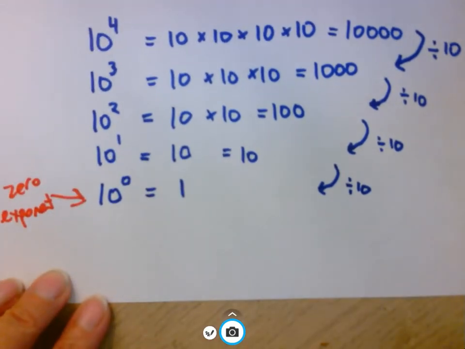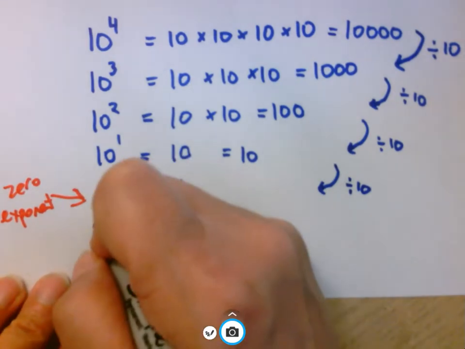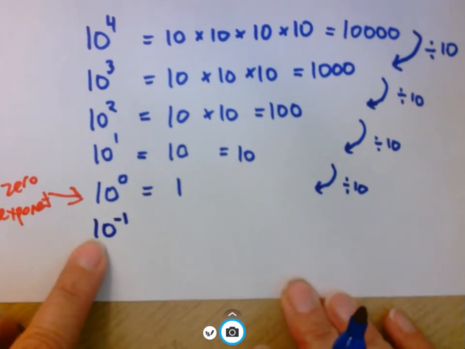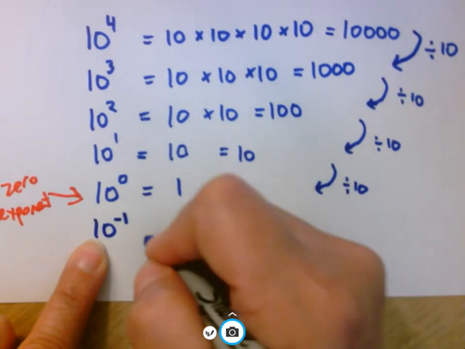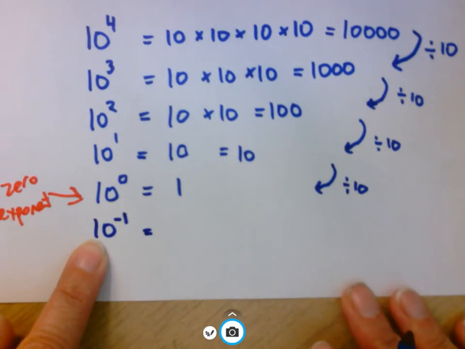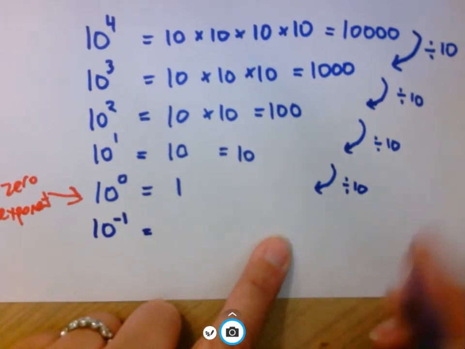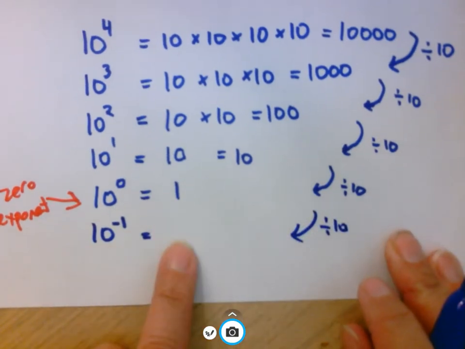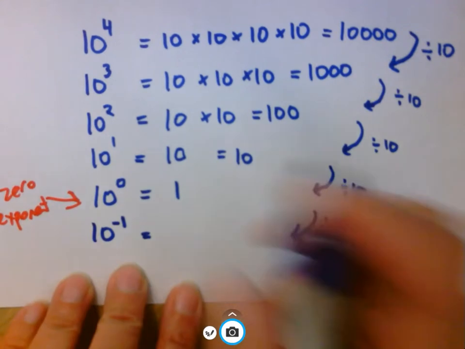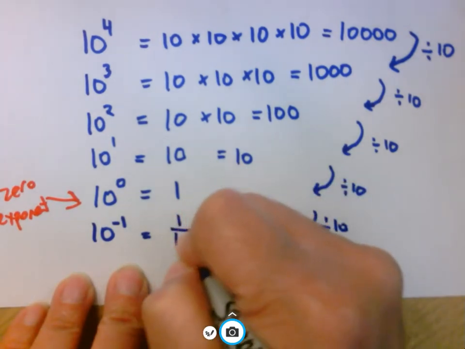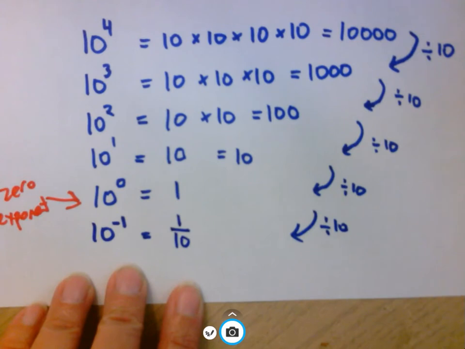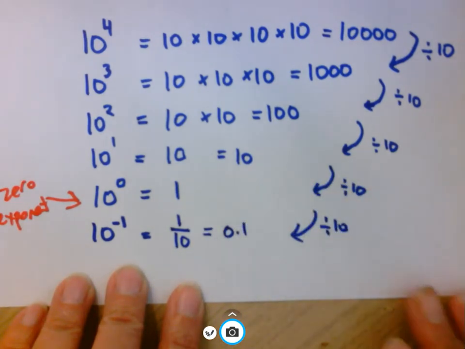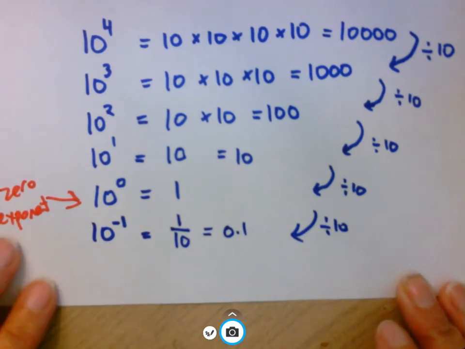The other thing that is new for us is negative exponents. We've never seen them before. So if I continue this pattern and go 10 to the exponent negative 1, what should this be? If I follow the pattern, I should divide by 10. So how much is 1 divided by 10? That's the fraction 1/10, which if you put 1 divided by 10 in your calculator, you get 0.1. And that's the meaning of a negative exponent.